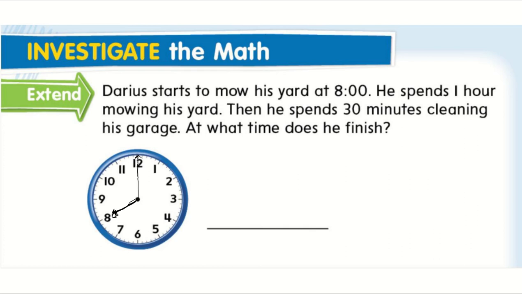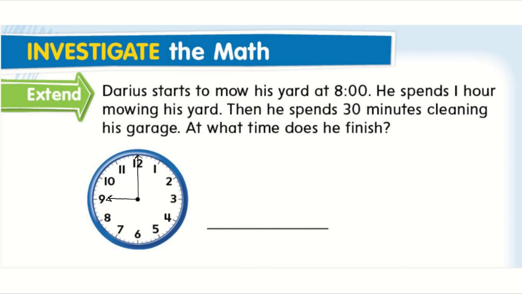Okay. Now I know that my clock only goes in one direction, so I'm going to have to move my clock hands going that way. So he says he spends 1 hour mowing his yard. Then he spends 30 minutes cleaning his garage. What time does he finish? Okay, so I know that I want to do the hour first. So if I do 1 hour, that means the minute hand goes around completely once, and the hour hand is going to move up once. That means my time would actually be 8 plus 1, adding 1 hour. We're looking at 9 o'clock here.